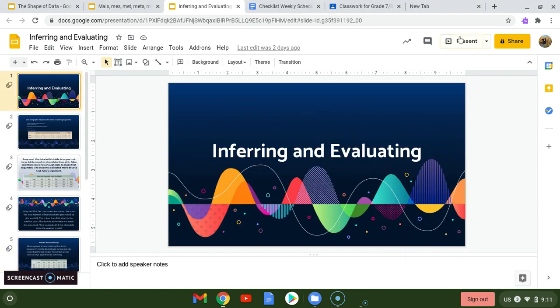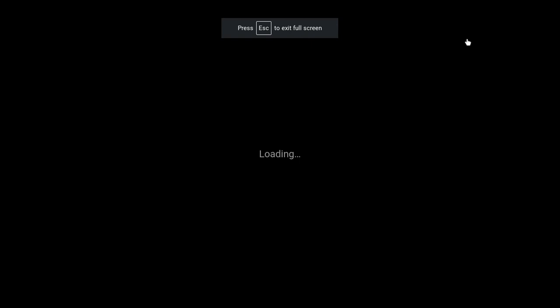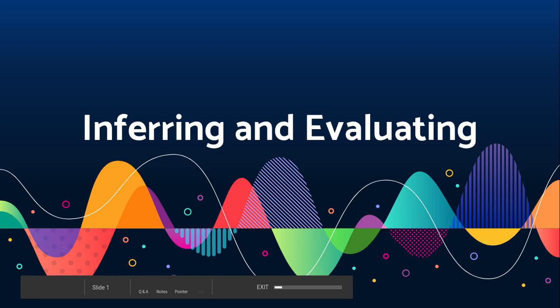Okay, for today we're going to be talking about inferring and evaluating. So to infer or evaluate, we need data, and that is very important to understand both the difference between inferring and evaluating, and also knowing how to make inferences and how to evaluate.